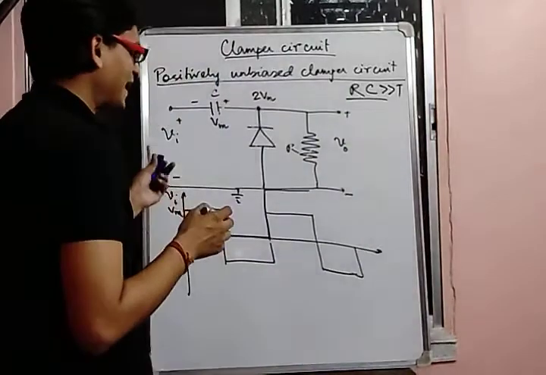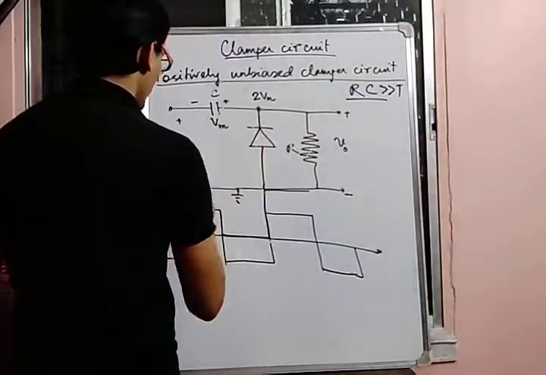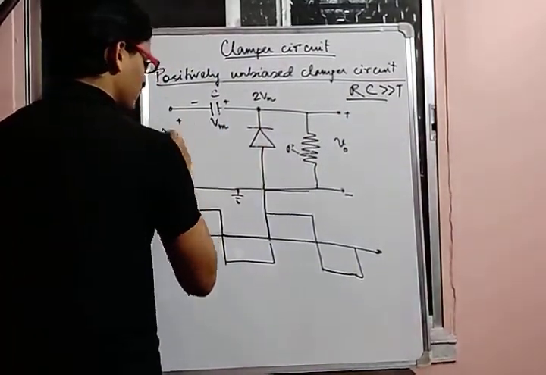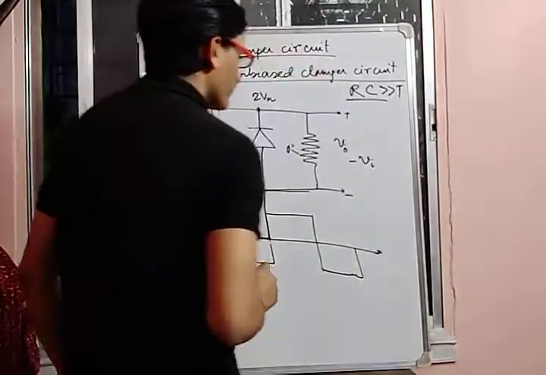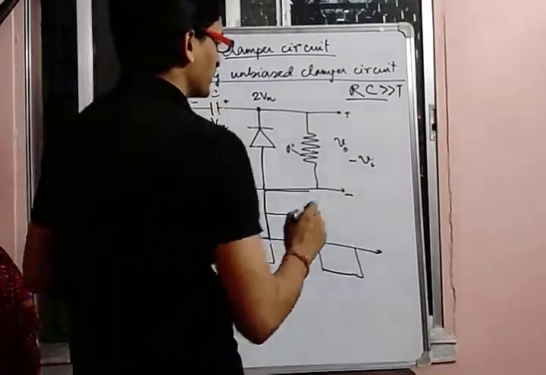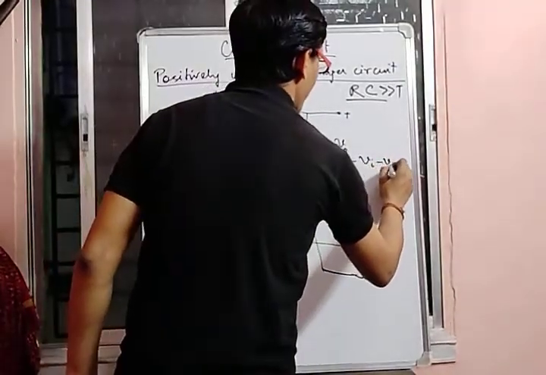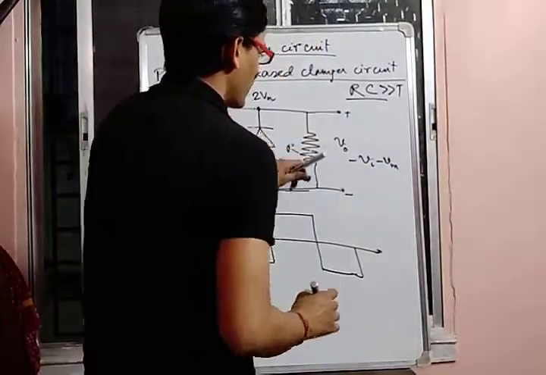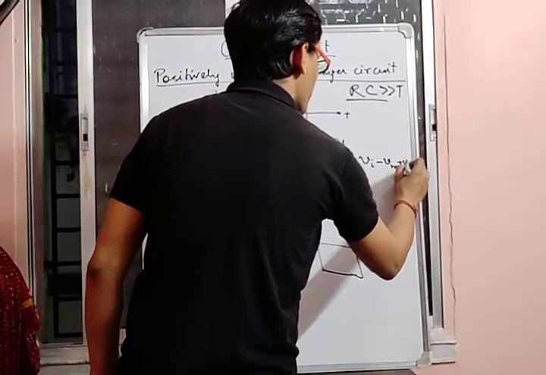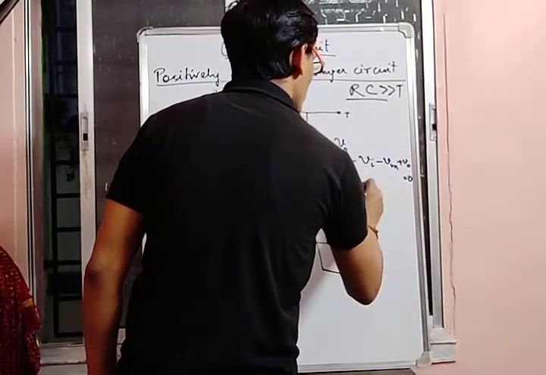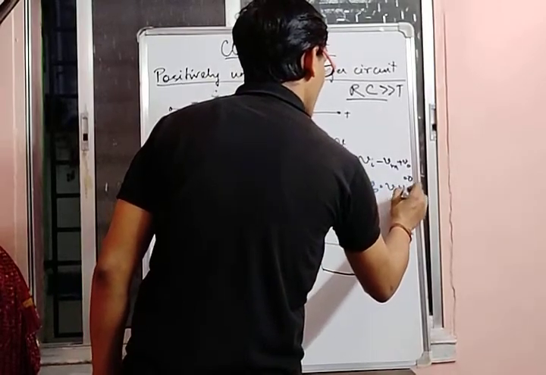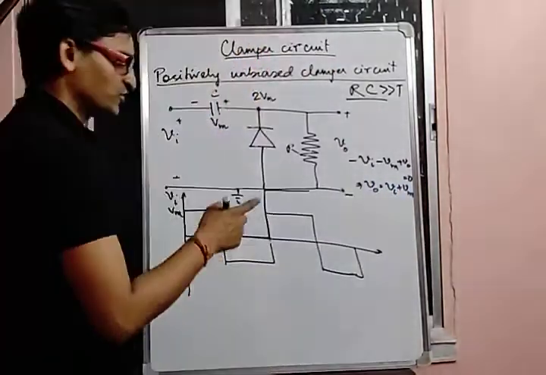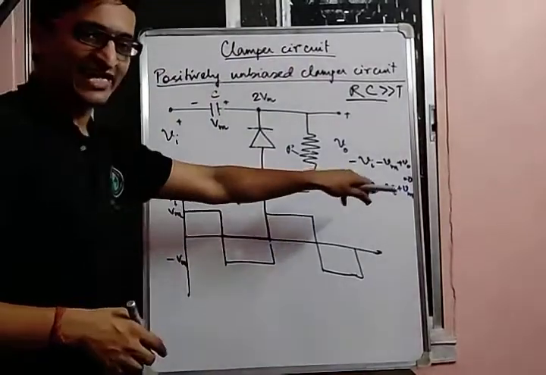Just apply KVL and you will be able to understand. See, we are moving from negative to positive, so it's minus Vi. Again we are moving from negative to positive, so it's minus Vm. And here we are moving from positive to negative, plus V0. So this should be equal to 0. That means your output voltage V0 will be simply equal to Vi plus Vm. So you can see that the output voltage is simply getting added up.